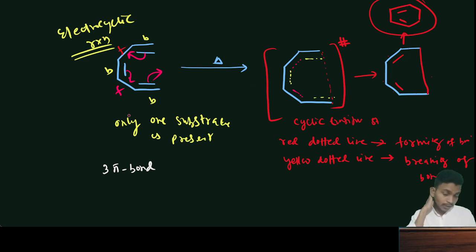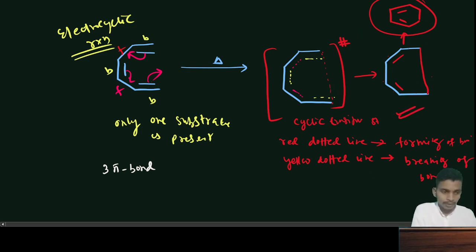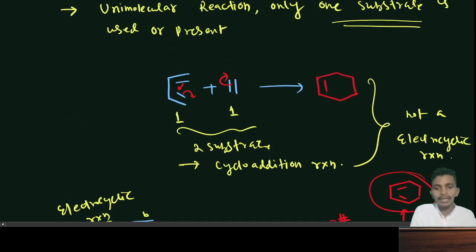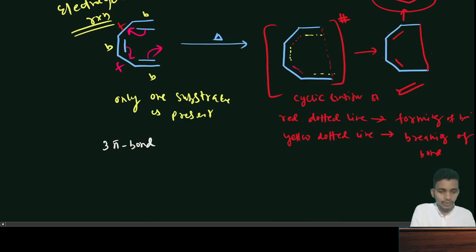Here what we notice is that only one reactant, or one substrate, is used, and if we give heat, then a cyclic transition state will form. After that we will get the products. So this is a type of electrocyclic reaction. In electrocyclic reactions, this is a unimolecular reaction, and only one substrate is used.